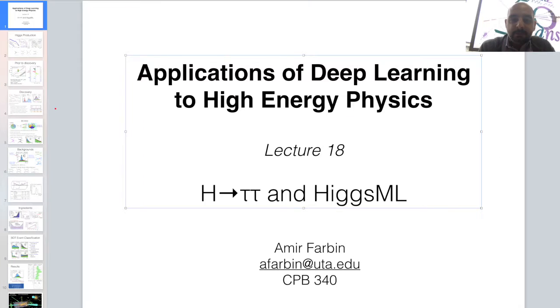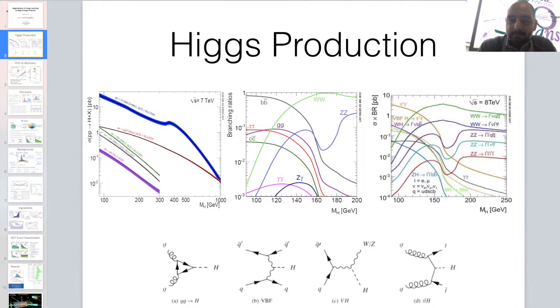I'm going to talk about Higgs to tau tau as a measurement in ATLAS, describe most of what was done there, and then focus on the Higgs ML challenge a little bit and the specifics, okay? So if we want to talk about the Higgs, we have to think about how we actually make the Higgs at the LHC. And there you have to think about what are the processes that would end up in the Higgs.